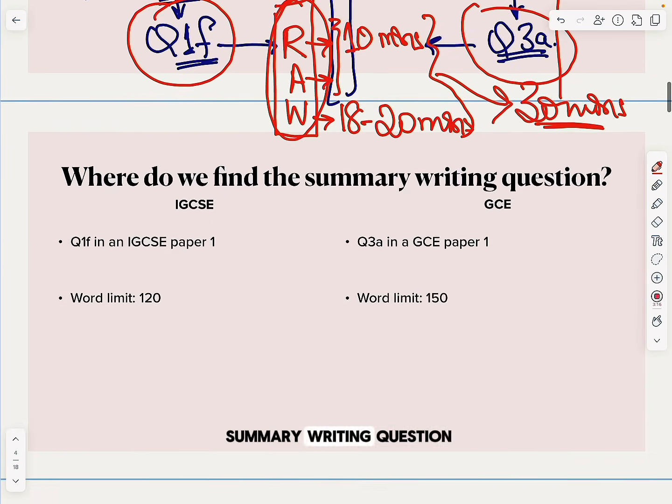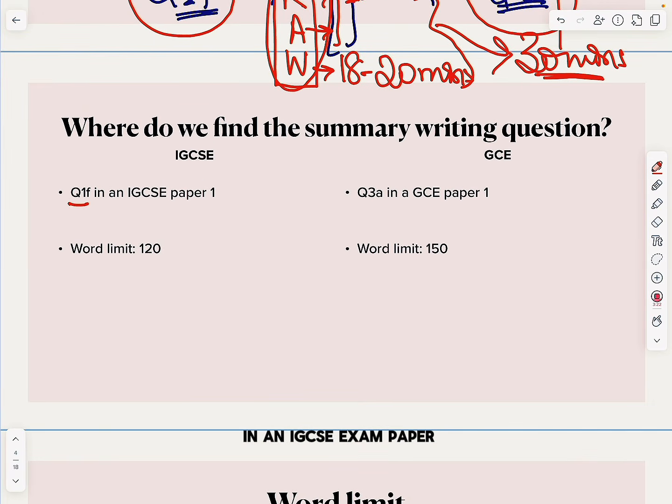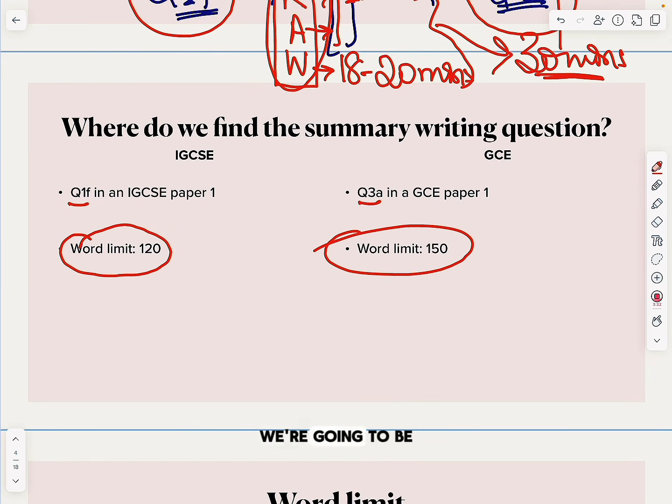So where do we end up finding the summary writing question? Like I just suggested, we have question 1F in an IGCSE exam paper and question 3A in a GCE exam paper, and the word limit. The word limit is the most important, the elephant in the room, as we say. We're going to be talking about this as well, but the word limits differ.